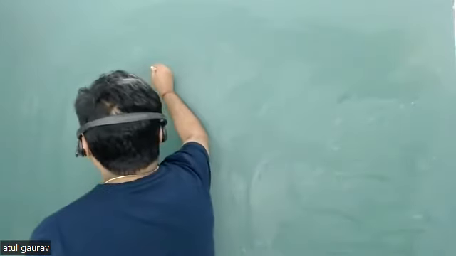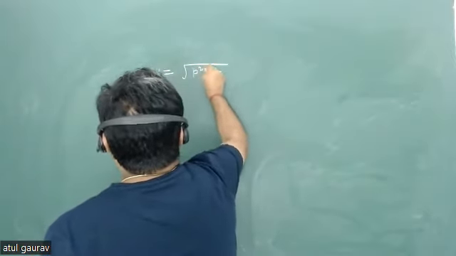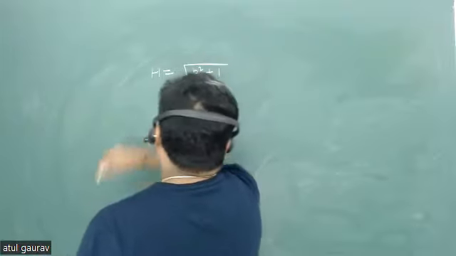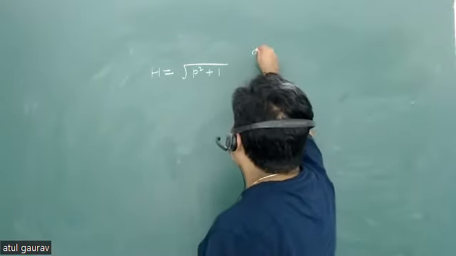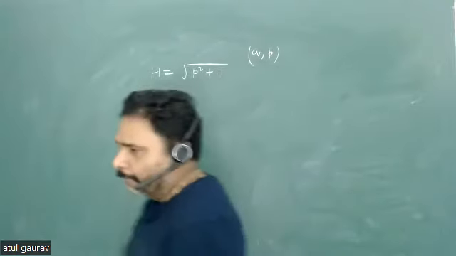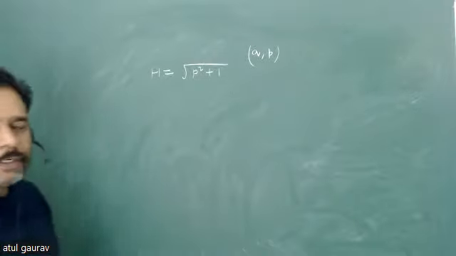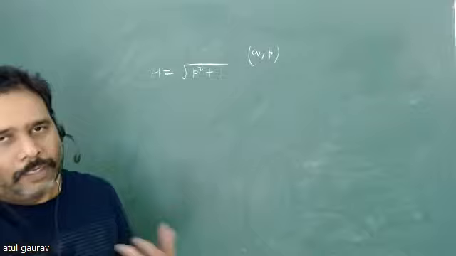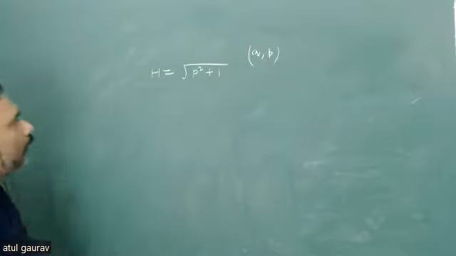So the Hamiltonian of a system is root under p square plus 1. Let us assume this is my Hamiltonian, and q and p are the generalized coordinate and generalized momentum. What we have to do is write the Lagrangian of the system. Now how will you go for it? This is very important. It is now the trend that they give you the Hamiltonian, and then you have to go for the Lagrangian of the system. So let's try to go for it.